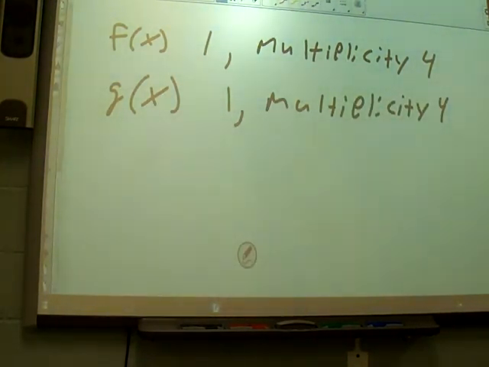And why 4? Because your highest power is 4. If it had been a 3, you would say a multiplicity of 3. So they're both hitting the x-axis on that one spot, but it turns there, it stays there, it's a multiplicity of 4. So those are your A answers.